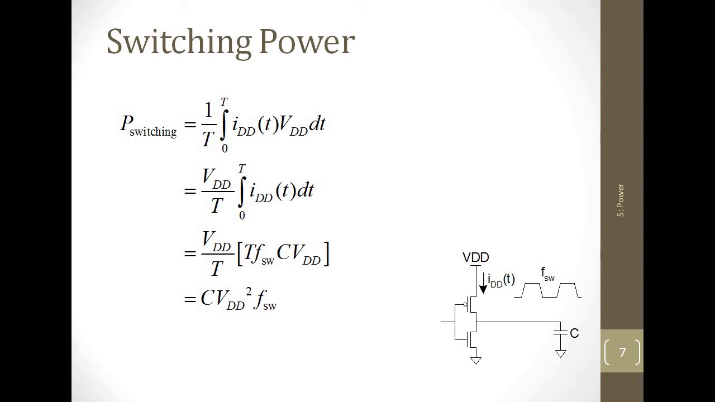It is the time into the switching frequency of the output into the capacitor we connect and the supply voltage. So it is T FSW C VDD. Finally this T gets cancelled and the resultant will be C VDD square FSW, which is the switching frequency. So the switching power is directly proportional to the switching frequency, directly proportional to the capacitance, and directly proportional to the square of the supply voltage.